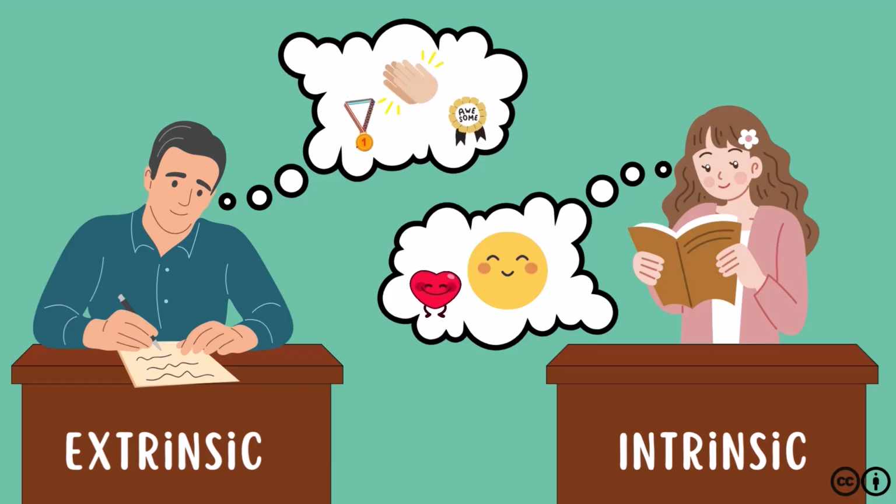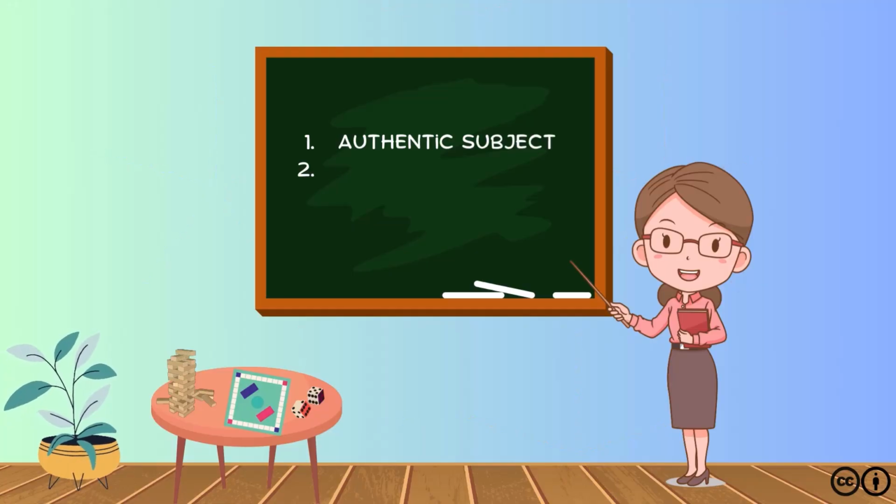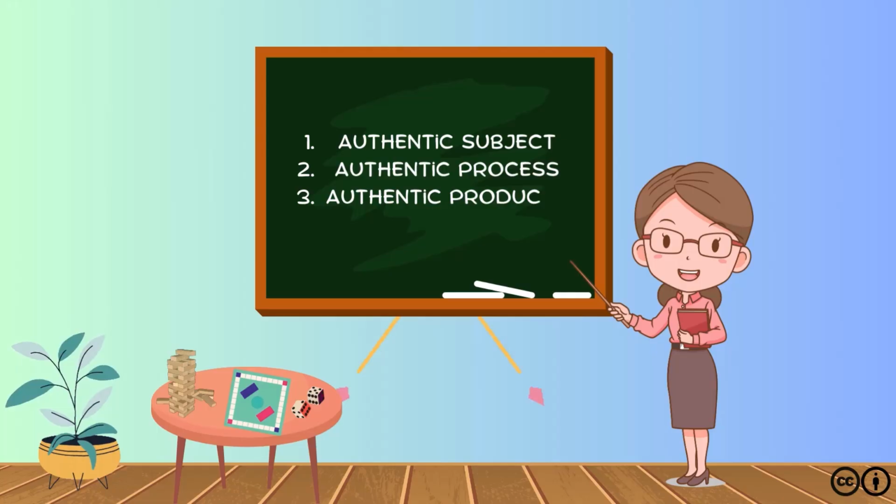As written by Barkley and Major, in addition to crafting good questions, creating authentic learning activities can help engage students. This motivational strategy works most effectively when it's applied in 3 ways. You might be asking yourself, what does authentic subject, process, and product mean? Well, let me explain.